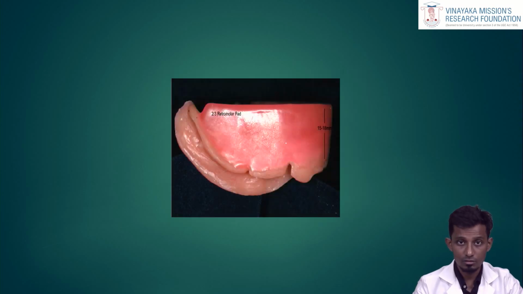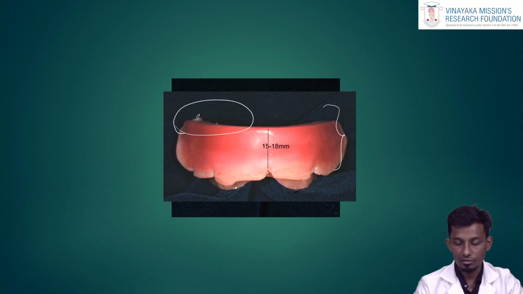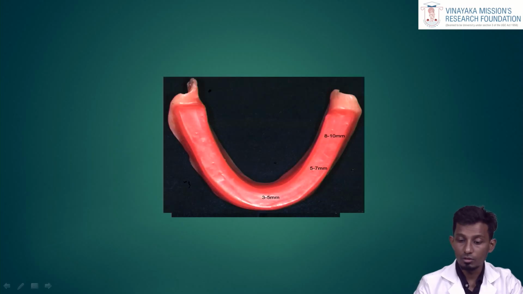This is the mandibular occlusal rim. Here you can see anteriorly it has to be 15 to 18 mm, and posteriorly it has to be up to 2/3 of the retromolar pad. Like I said, 15 to 18 mm anteriorly. Now, coming to the width of the occlusal rim, anteriorly it has to be 3 to 5 mm and posteriorly it has to be 8 to 10 mm to accommodate the placement of the teeth starting from the anterior, the incisors, canine, premolars, and the molars in the posterior region.